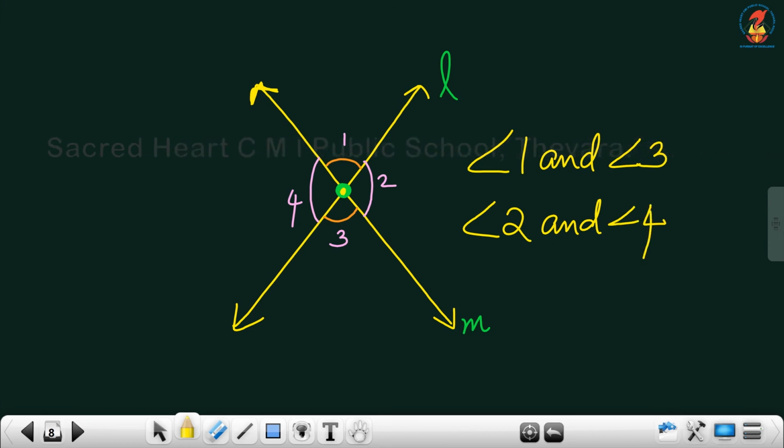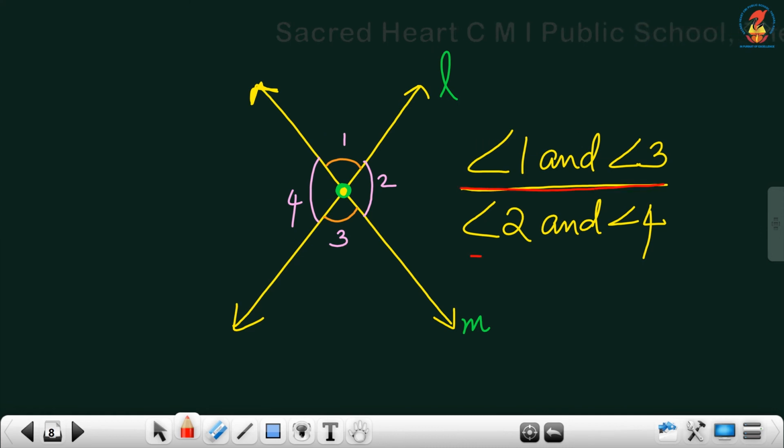So, when two lines intersect, we will get 4 angles, and you can see that angle 1 and angle 3 are opposite to this vertex. In the same way, 2 and 4 are opposite to this vertex. So, when two lines intersect, we will get 2 pairs of opposite angles. These opposite angles are known as vertically opposite angles. This is the first pair of vertically opposite angles, and this is the second pair of vertically opposite angles.